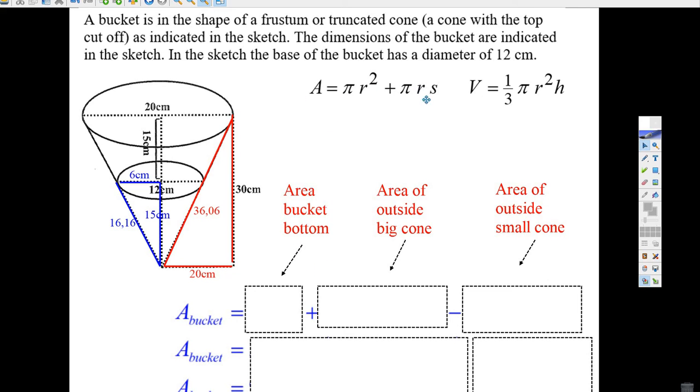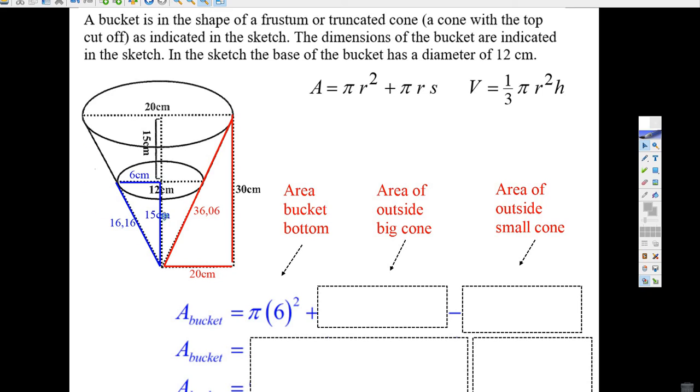There's the formula that we're using, but you need the area of the bottom of the bucket. See if you can figure that out. The area of the outside of the big cone and the area of the outside of the small cone. You just, like I said, stop the video and try it. Okay, now you say you've come back to work on it. Hey, this one is so easy. Pi r squared. There's the radius. There's the area of the bottom of the bucket. Pi times 6 times 6.